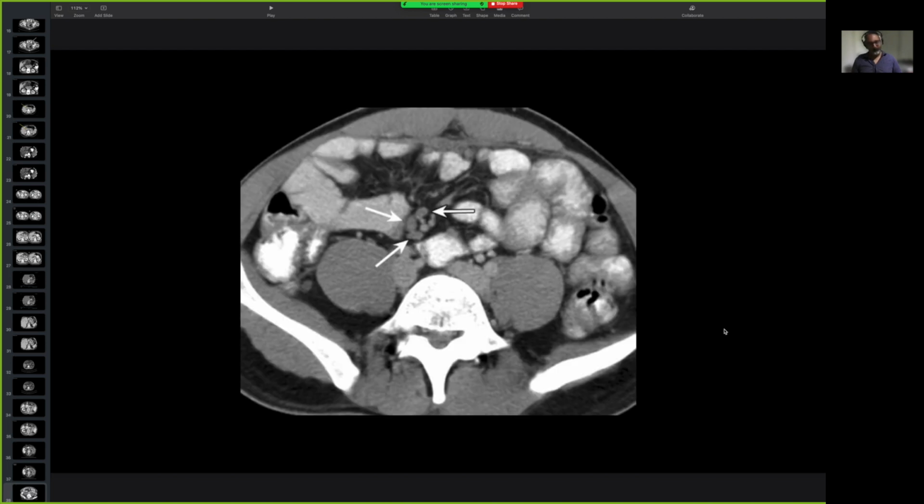Now, where are these? Again, these are mesenteric lymph nodes. Oh, they're in the pelvis. So they're in the pelvis, so this would be the ilium. So these are ilial lymph nodes.